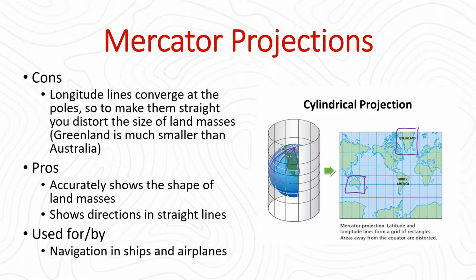Now, what are the good things about this map? It actually is good to show the shape of the landmass. So that is the actual shape of Greenland, but it's not the right size. So this is good to help us see what the Earth actually looks like, what the US looks like, what South America looks like, etc. Now, it also shows directions in straight lines, so it's really good for navigating. It's really commonly used to navigate in ships and in airplanes.